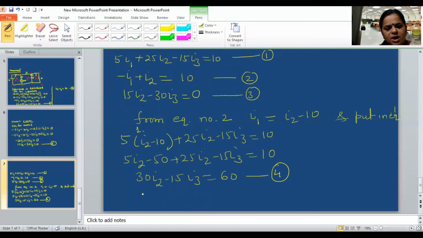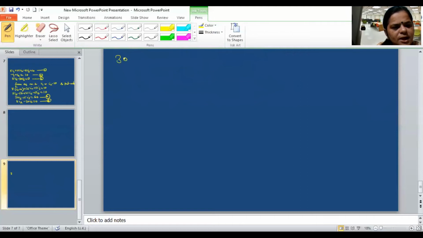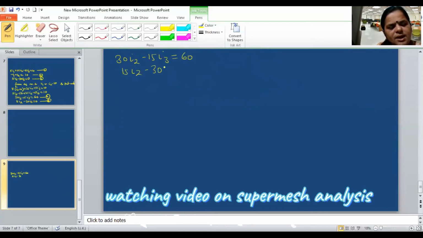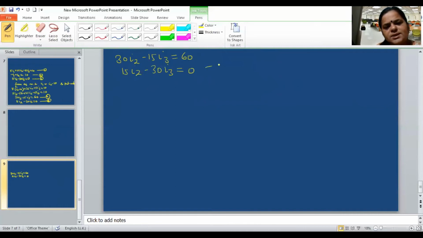Now what is equation number 3? That is 15I2 minus 30I3, that is equal to 0. This is equation number 3. Now solve equation number 3 and 4. So what are the equations? 30I2 minus 15I3, that is equal to 60, and 15I2 minus 30I3, that is equal to 0. This is equation number 4, and this is equation number 3. Now to determine the value of I2 and I3, multiply equation 3 by 2 and subtract from 4.